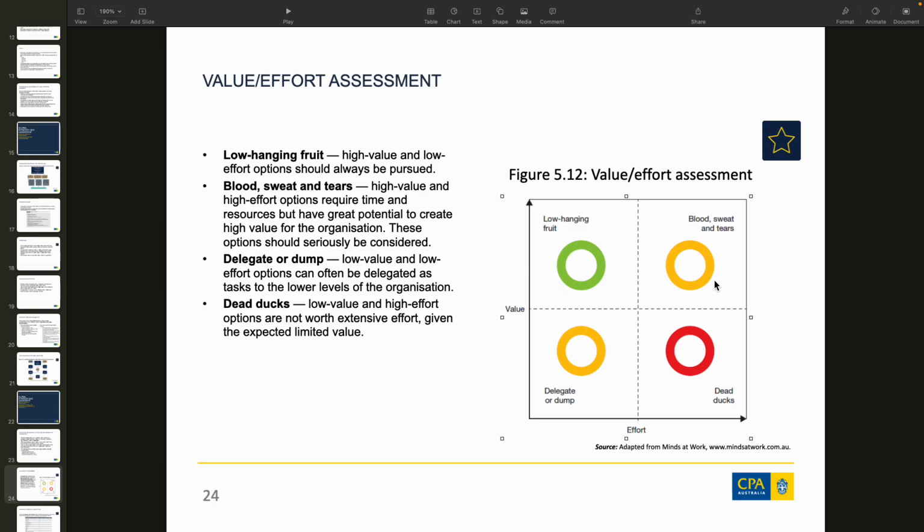Now you can put in a lot of work, you can put in a little bit of work. You can get a lot of value or you can get a little bit of value. Got it? So like CPA falls here lah, blood, sweat, tears. Lot of effort, lot of value. Got it? Follow? Okay, that's over there. Blood, sweat, tears, which means what? High value, high effort, requires time and resources, but great potential. This option must be seriously considered. You must consider lah. Now, low hanging fruit: high value, low effort option should be pursued.